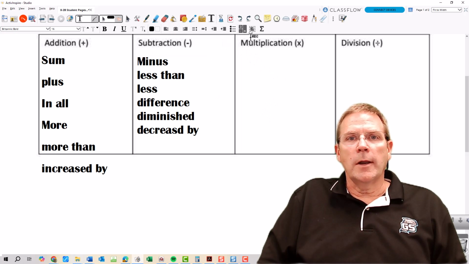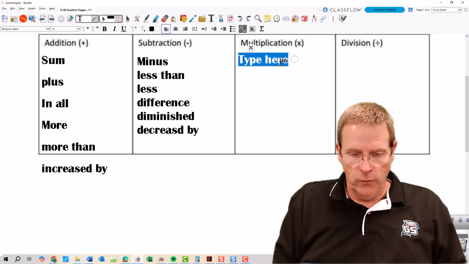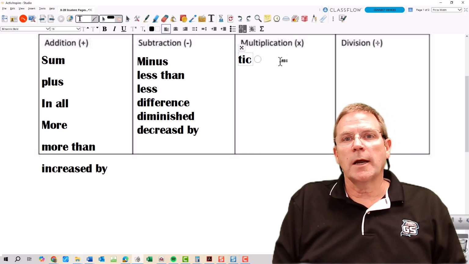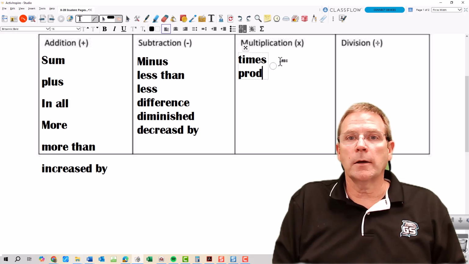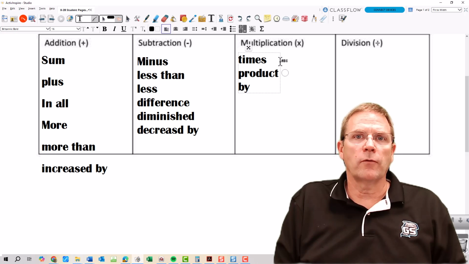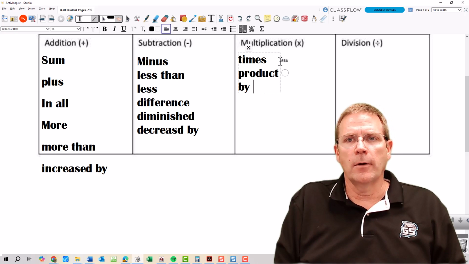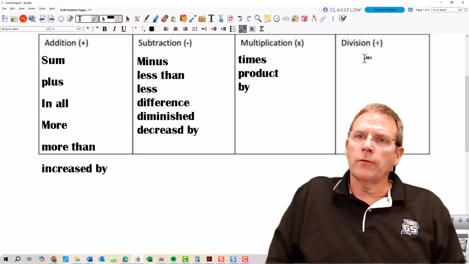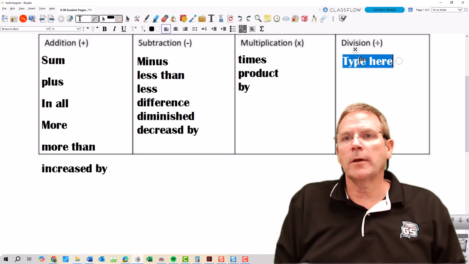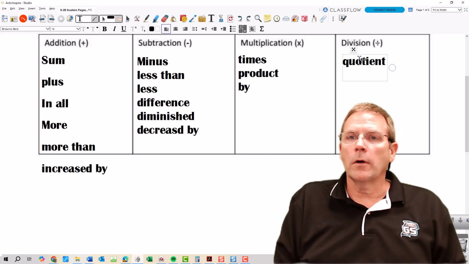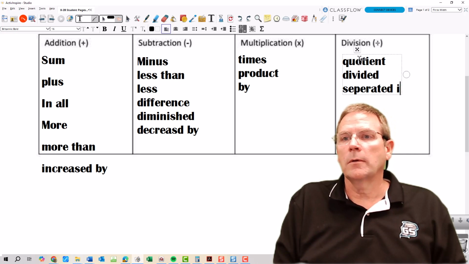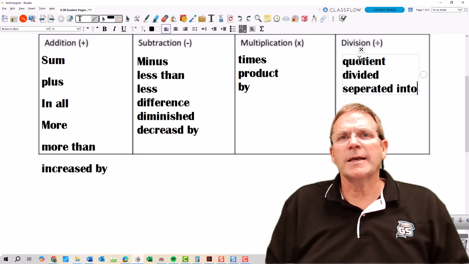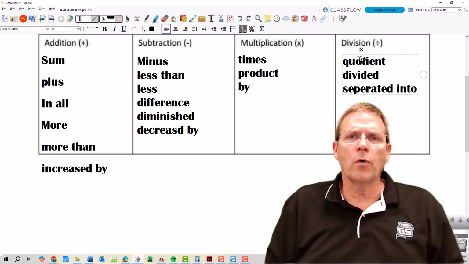How about the next set? We have multiplication. Well, of course, you have times, which is kind of an easy one. You could also have product of. That'd be another one. You have by, which would be a word used for multiplication. You see that often in percent problems. And then over here for division, some of the possible terms I can think of are quotient, or divided by, or separated into. So many different things. So that's some possibilities for those, and I'm sure there's more that we'll come up with when we're brainstorming in class.